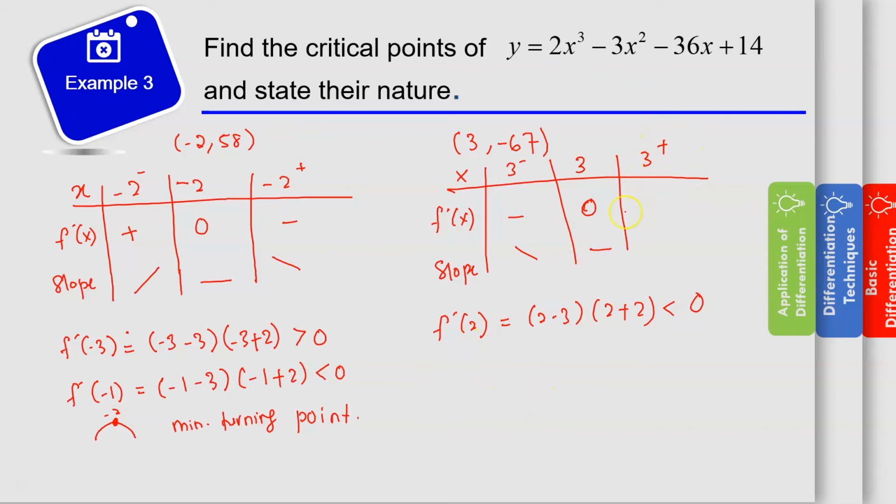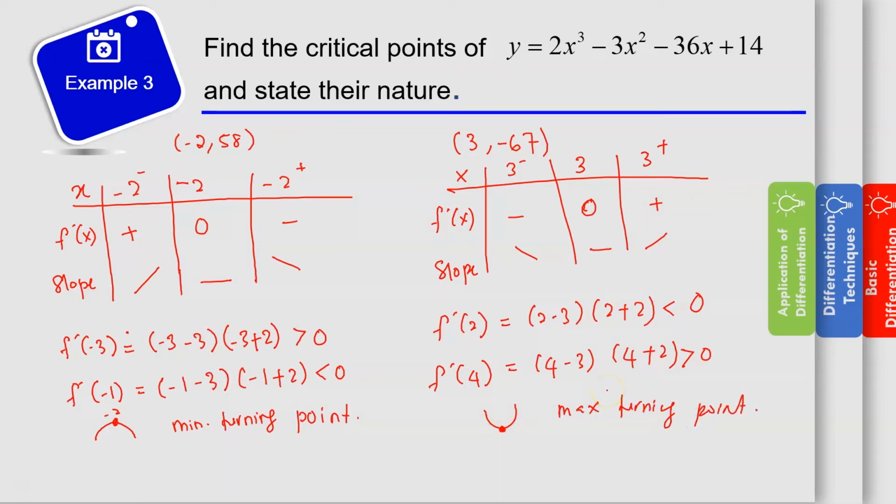For 3 at the positive side, let's say we choose the value 4, so now we have 4 minus 3 times 4 plus 2. You can see it is positive, so it is greater than 0, meaning our f prime x is positive, so the slope will be going up. When we want to conclude here, we have this kind of shape. This is our turning point. So this turning point is a maximum turning point.